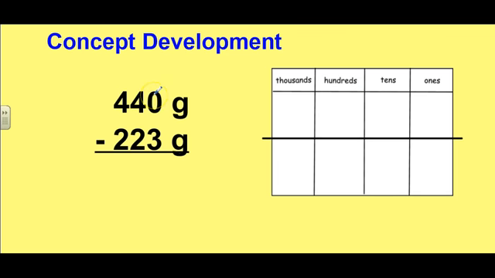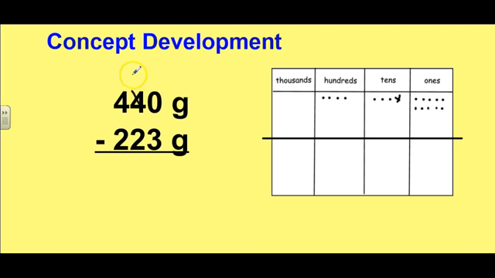Okay, so we need to put our largest number into the place value chart, so we're going to have 4 hundreds, we're going to have 4 tens, and then we're going to have no ones. Okay, so since we have no ones, I cannot take 3 away from 0 because there's nothing there. So I'm going to have to go to my tens place and borrow a 10. So I'm going to cross out a 10 and add 10 ones to my ones column in the place value chart, and I'm going to do that on my actual problem as well.